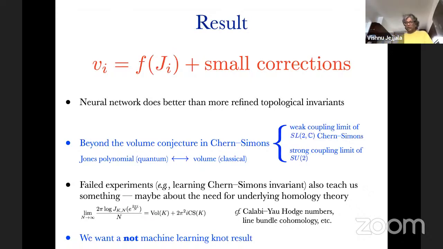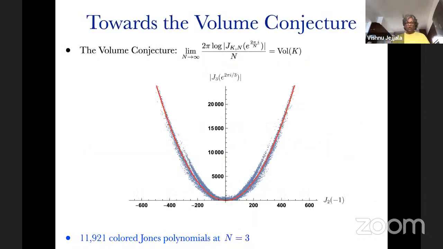Of course, we'd like to use this as a springboard to a not machine learning result, rather than a machine learning result. We'd like some analytic result here. So one might ask, why is this working?